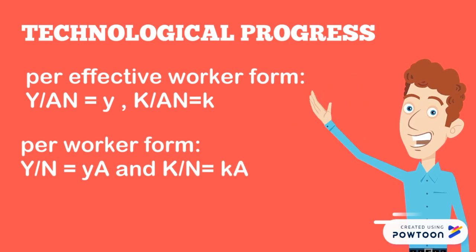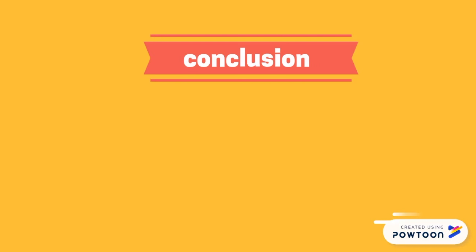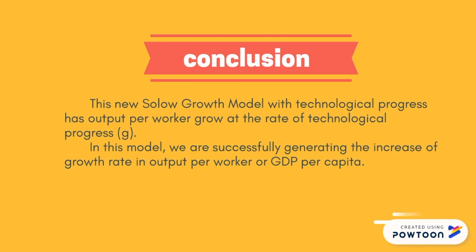Therefore, the whole term of output per worker and capital per worker will also grow at the rate of technological progress. Now we can conclude that the growth rate of output and capital per worker will be g in the steady state. In conclusion, this new Solow growth model with technological progress has output per worker growing at the rate of technological progress. In this model, we successfully generate the increase in the growth rate of output per worker, or GDP per capita, and that's why we can use this model to explain GDP per capita instead of the basic Solow growth model.